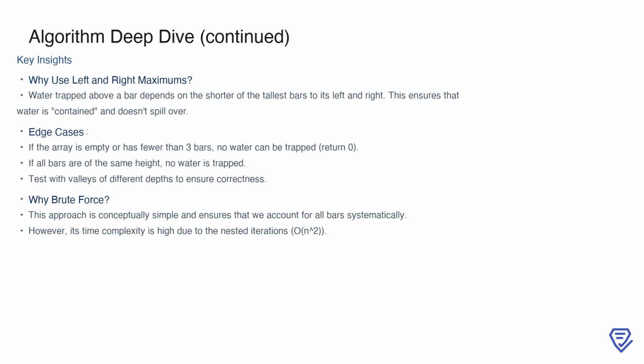There are several edge cases to consider. For instance, if the height array is empty or contains fewer than 3 bars, it is impossible to trap any water, so we immediately return 0. Similarly, if all the bars in the array are of equal height, no water can be trapped.